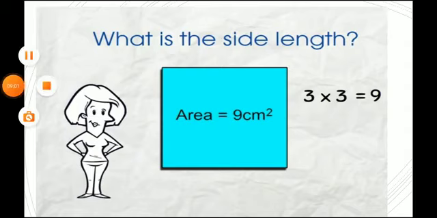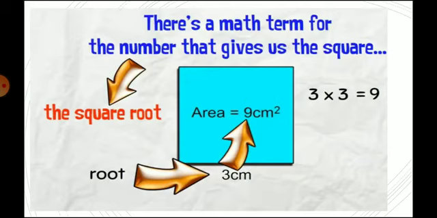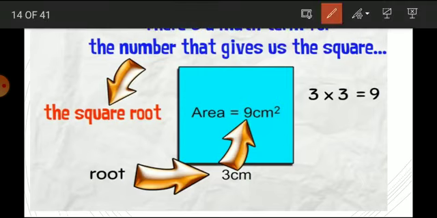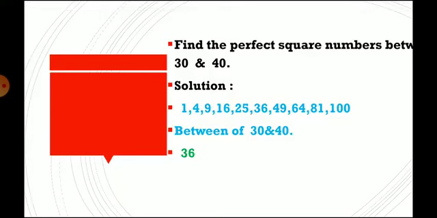So using these kinds of numbers we can develop math tricks. See, there is a math term for the number that gives us the square. That is the square root: the square root of 9 is 3 centimeter, and squaring it we get the area. So if we have the value of the area, we can get the value of the side. So see the next one.